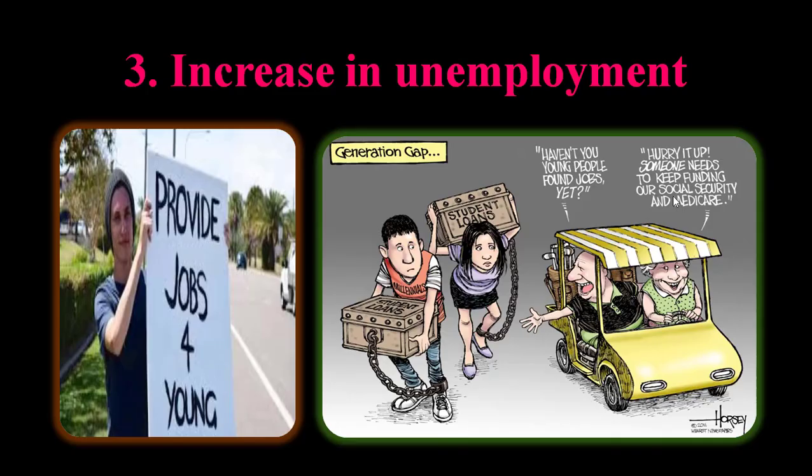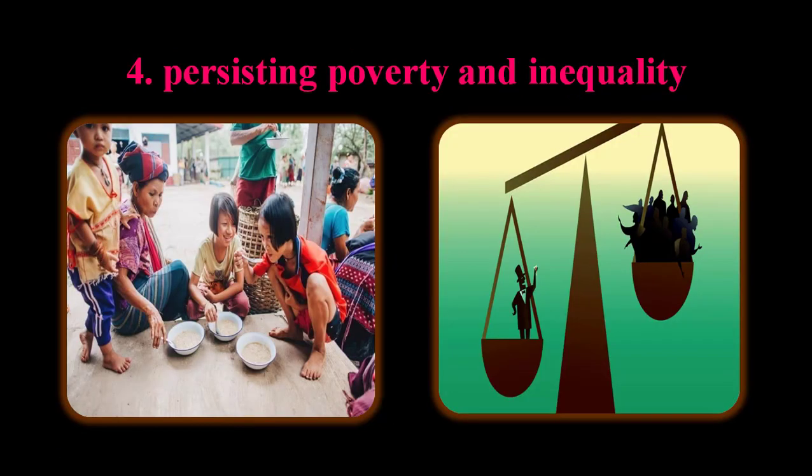The third one, increase in unemployment. During the 5-year plans, unemployment went on rising. Although employment opportunities were created, they were not in tune with the rising youth population, resulting in huge unemployment. Actually, the growth during the last 25 years is described as jobless growth. It is also one of the failures.